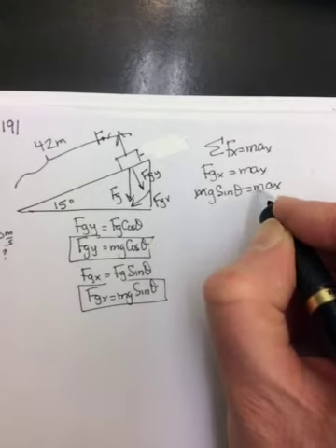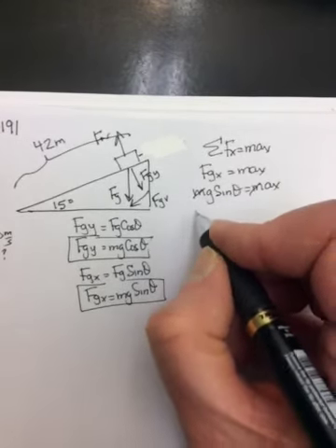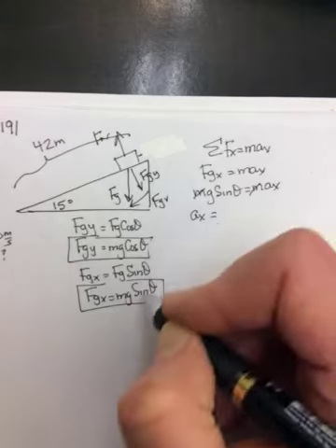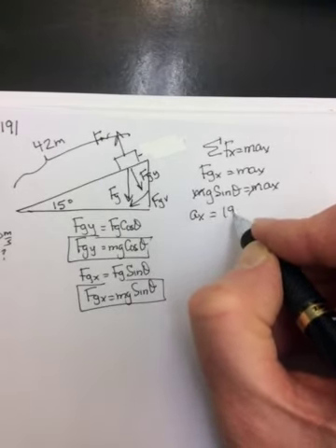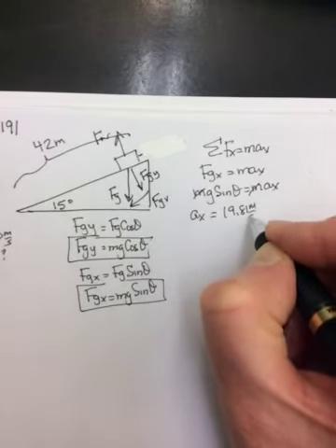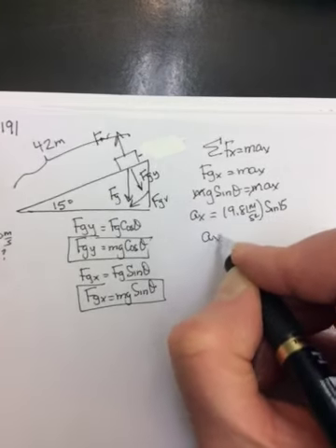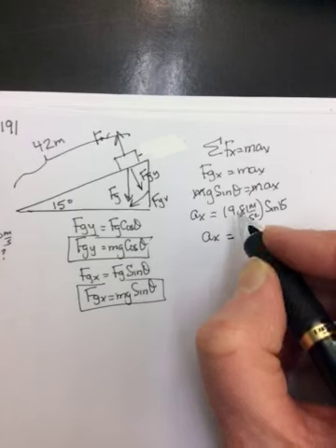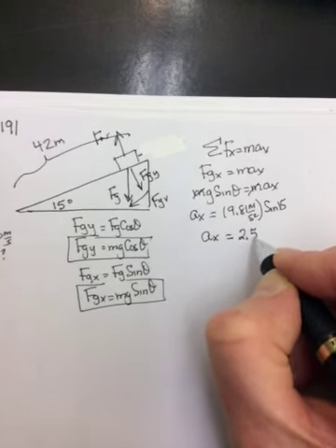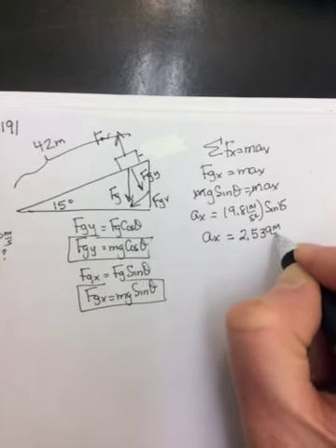The m's will cancel. That's why I didn't want you to do anything before by multiplying through. And so we're just left with 9.81 meters per second squared times the sine of 15. And we get an AX of 2.539 meters per second squared.